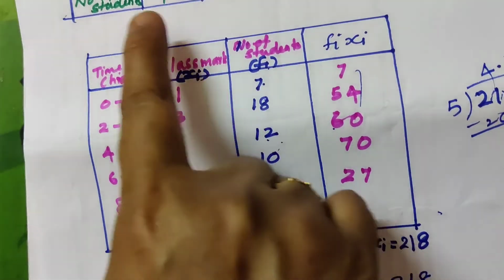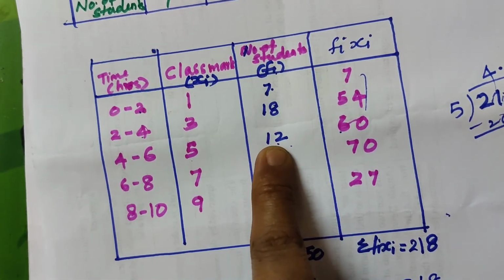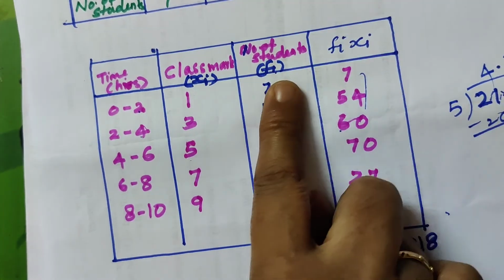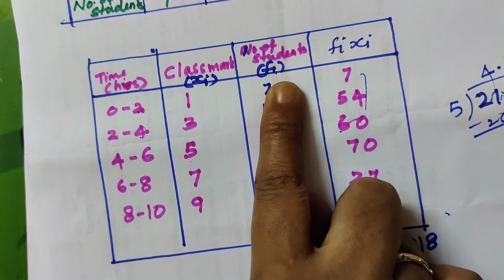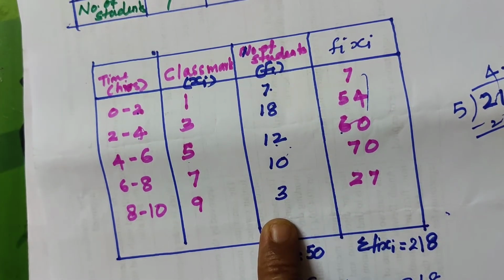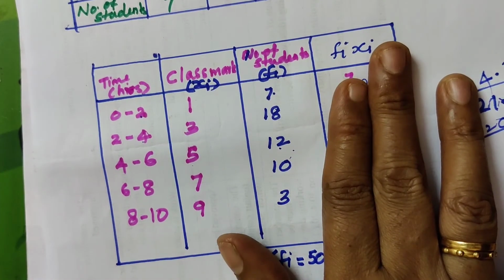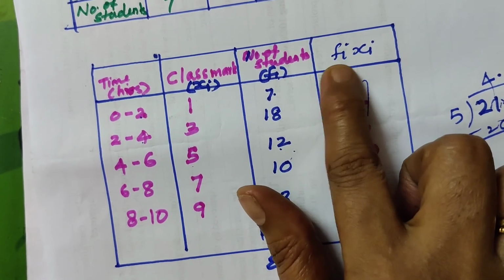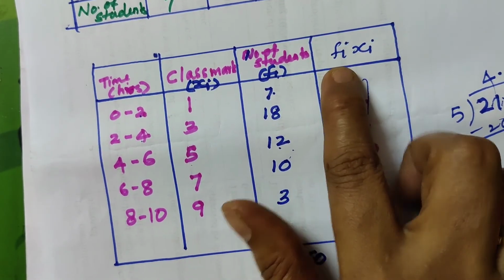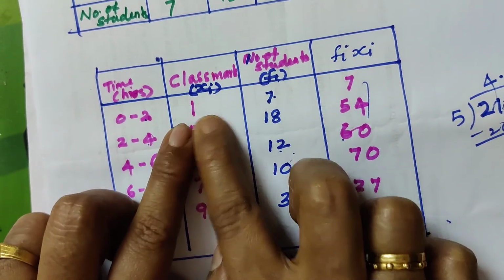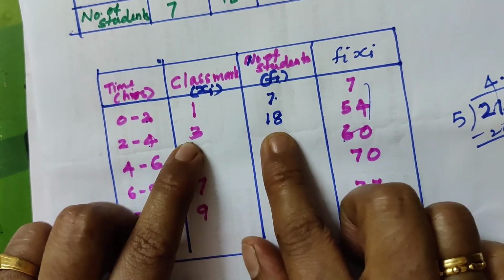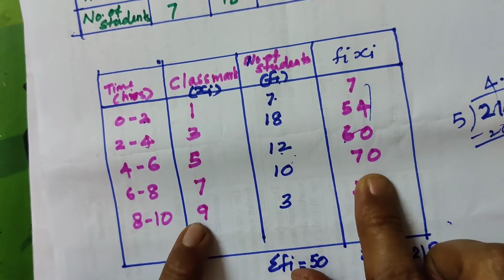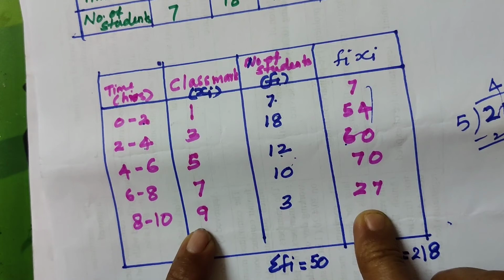Then in the next column we wrote, from the question, the number of students, that will be denoted by fi, the frequency. Then the next one we should find out is fi xi. What is the meaning of fi xi? Fi into xi, that means the product of these two columns. So 1 into 7 is 7, 3 into 18 is 54, then 12 5s are 60, 7 10s are 70 and 9 3s are 27.